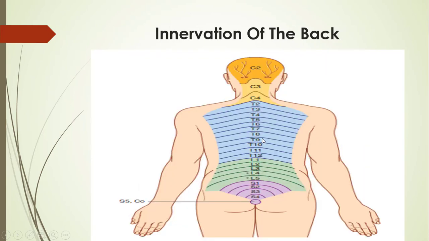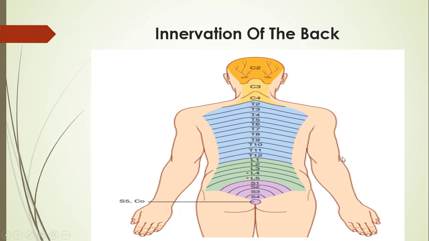Lastly, let's talk about the innervation of the back. We have discussed that anterior rami of spinal nerves innervate the extrinsic muscles, superficial and intermediate, but the intrinsic muscles are innervated by the posterior rami of spinal nerves, and the posterior rami of spinal nerves also innervate the cutaneous parts of the back.